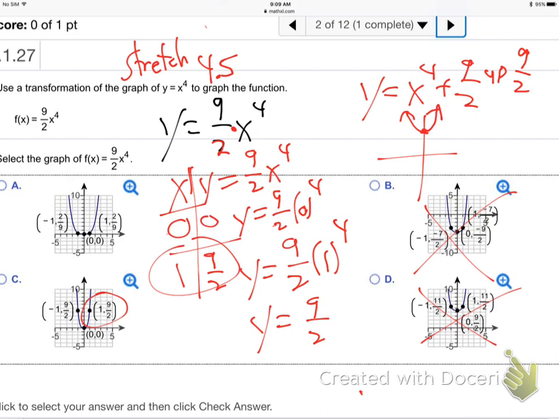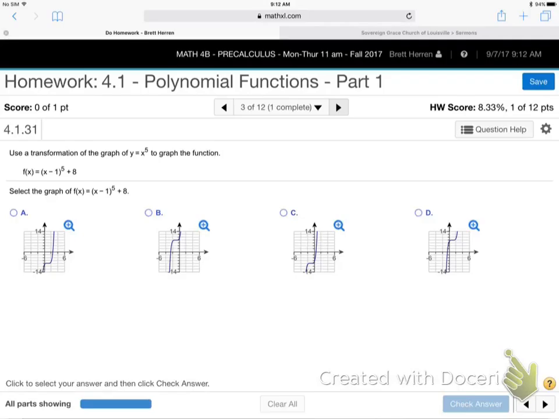Good? Questions on that? Easy stuff for you, I think. So how about y equals x minus 1 to the fifth plus 8? So how do we graph that thing? First, what's this plus 8 going to do? Up 8. What's this minus 1 going to do? Right 1. Yeah, it's opposite. Negative and positive, so it's right 1.